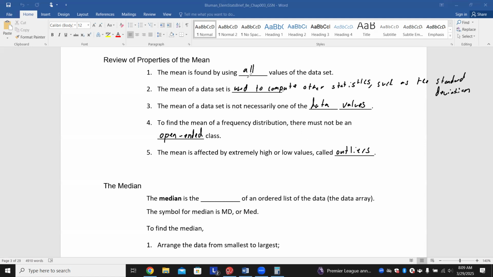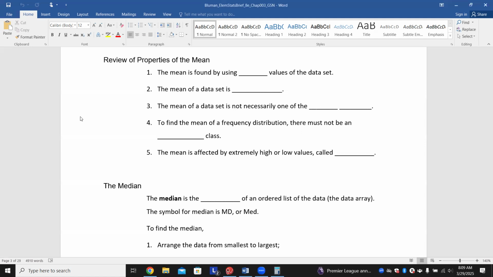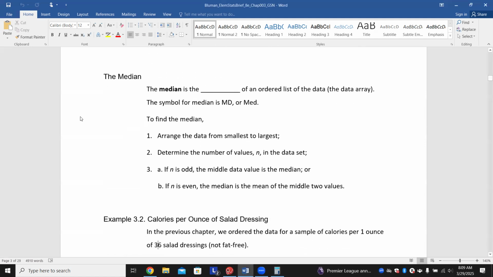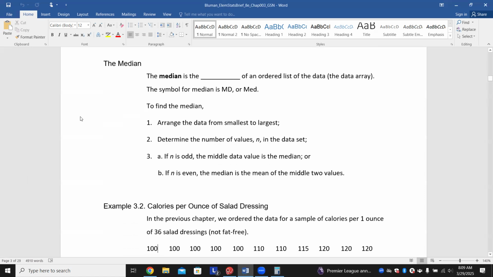So let's get into median. Easiest thing to remember about median is the middle number. All right. So there you go. So the median is the center or middle of an ordered list of the data array.